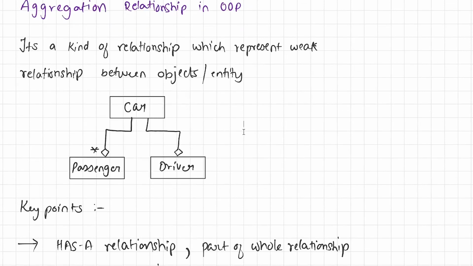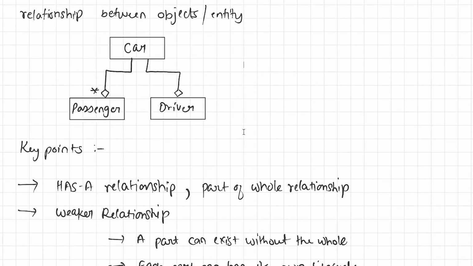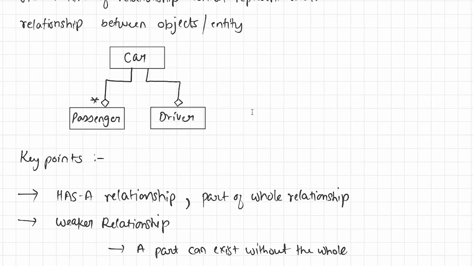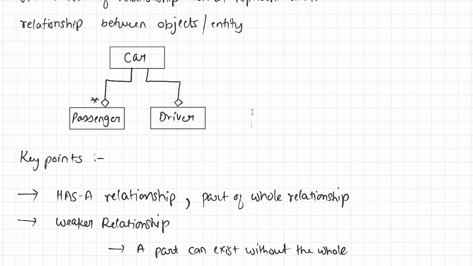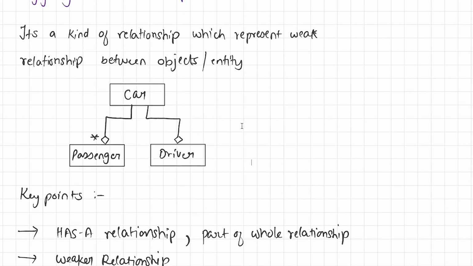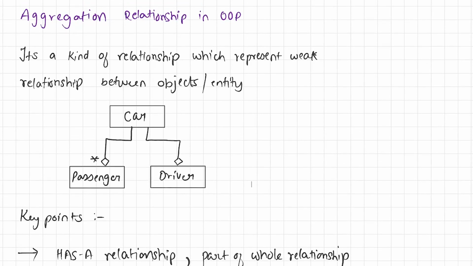So guys, this is all about aggregation relationship in object-oriented programming. I have shown you how to model the aggregation relationship using UML, and I have also shown you what are the key characteristics of aggregation relationship in object-oriented programming. So now let me take you to my IDE to actually show the hands-on demo of how to model this type of relationship using objects.